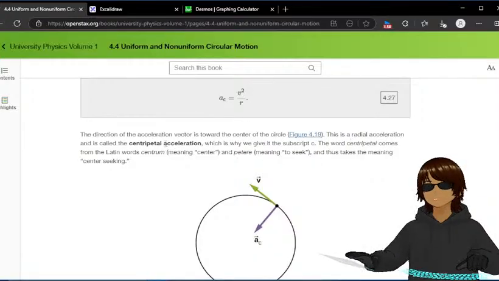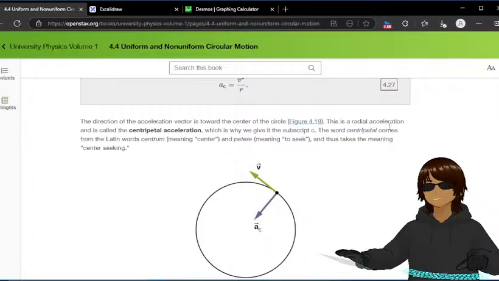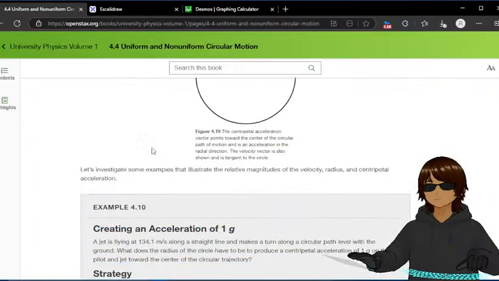This is the radial acceleration and is the centripetal acceleration, which is why we give it the subscript c. The word centripetal comes from the Latin words centrum and petere, which means to seek, thus meaning center seeking.